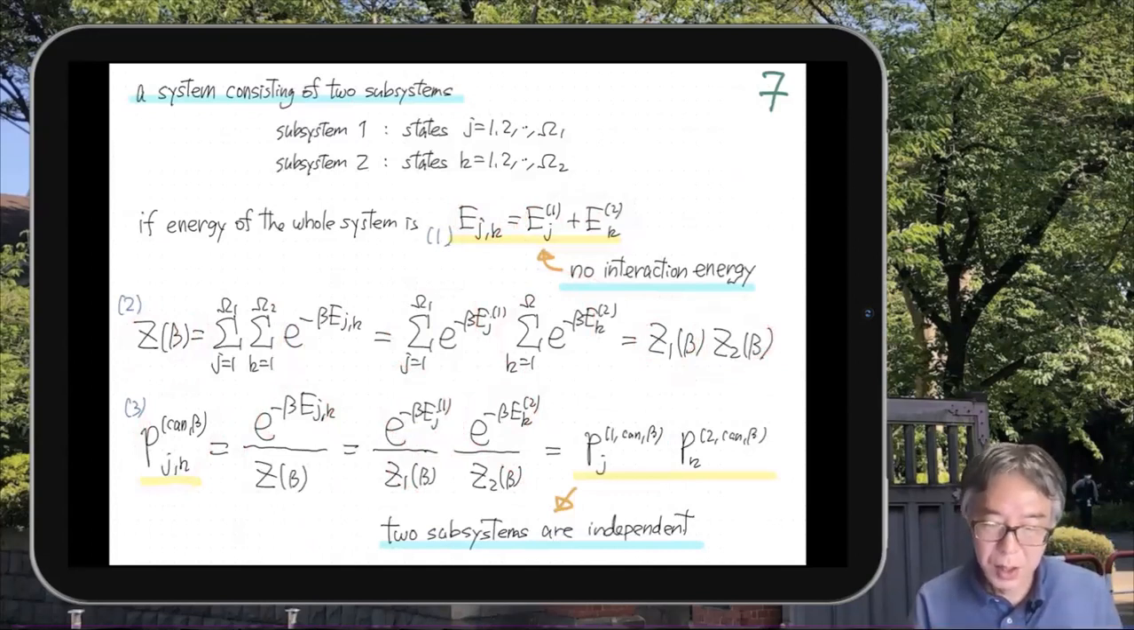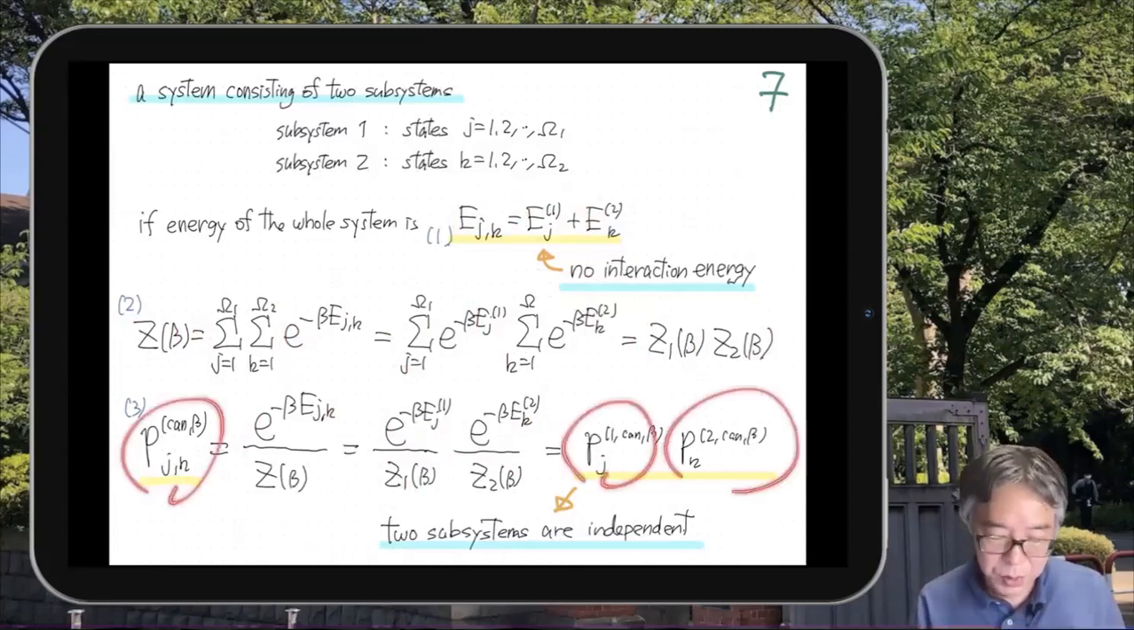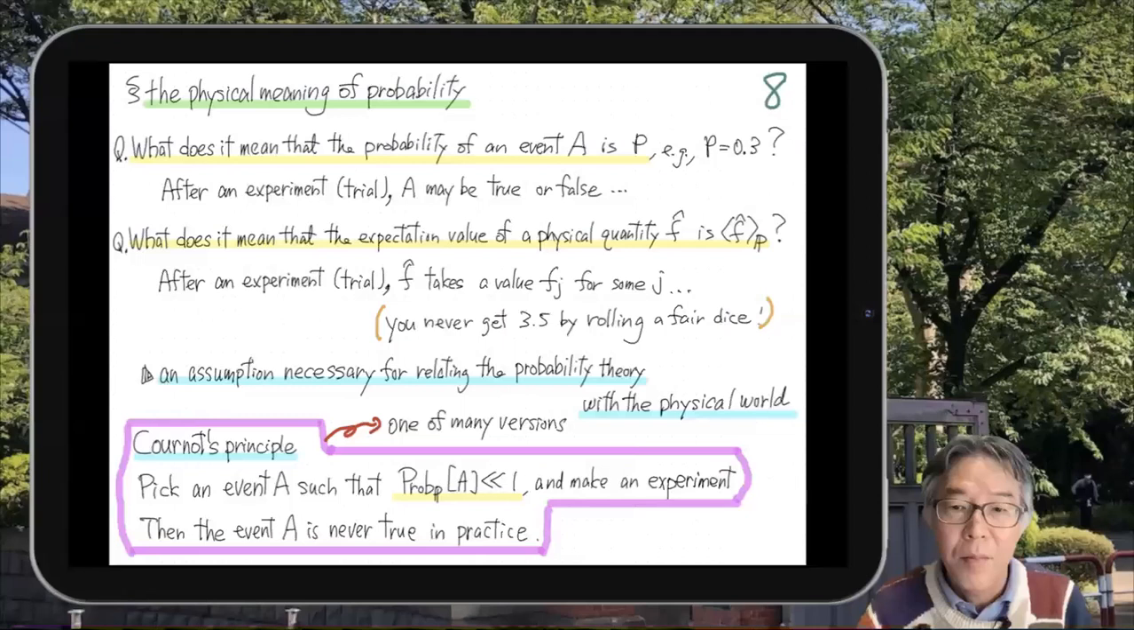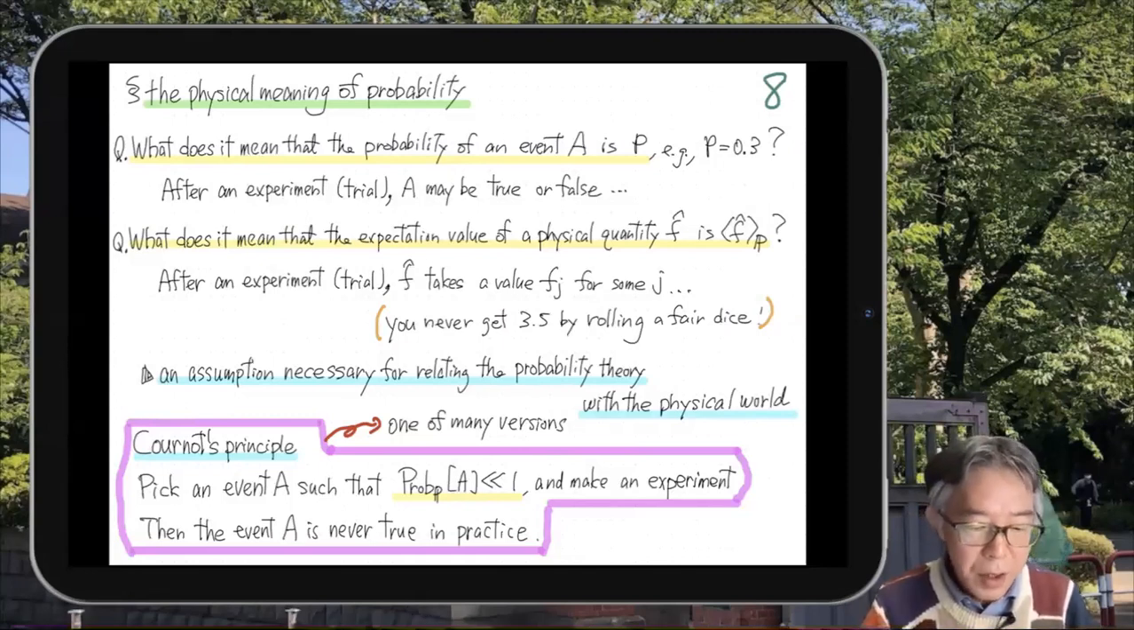So in this case, we started from the assumption that there's no interaction between the two subsystems. So the two subsystems are independent in the physical sense, as understood from the form of the energy. But this tells you that in the canonical distribution, the two subsystems are independent in the probabilistic sense too. Okay, right. So these were basically all that I wanted to say about probability theory. But before going on, let me briefly discuss the physical meaning of probability. Here are typical questions.